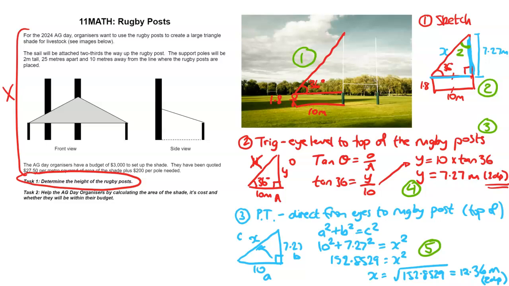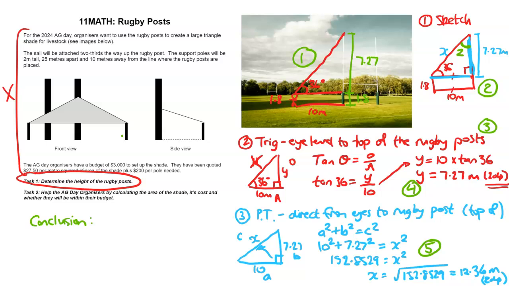The very final thing we should look at doing is wrapping up our conclusion. We haven't actually answered the question yet. How tall are the rugby posts? So if you go back to our diagram, we know that this measurement here was 7.27, and we knew this measurement here was 1.8. So if we add those two numbers together, we're going to get the total.